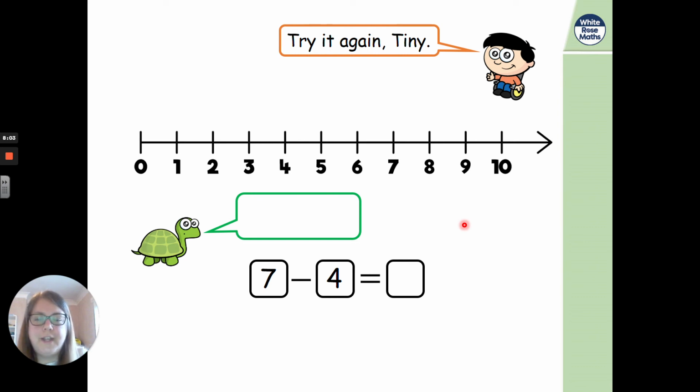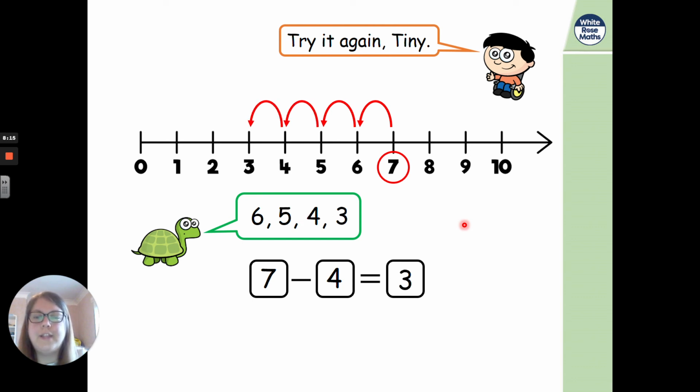So 7 take away 4. So we're going to start at 7, take 4 away, but we don't count 7, do we? We count our first jump. So are we ready? 1, 2, 3, 4. And it is 3. So what Tiny did was he counted 6, 5, 4, 3, because he knew he had to say 4 numbers. But I find it easier, and it's different people and how we all work, to just jump 1, 2, 3, 4 on the top, and then I know the answer's 3.